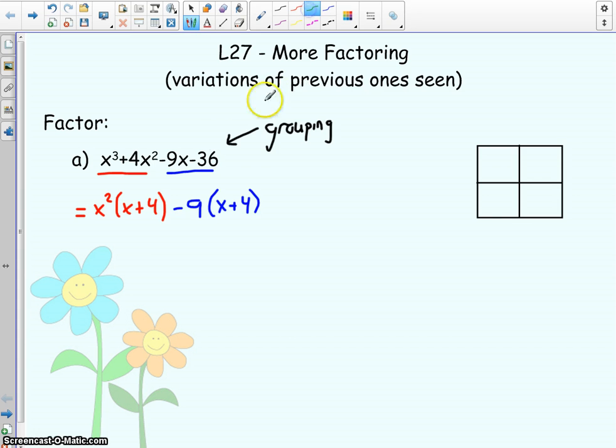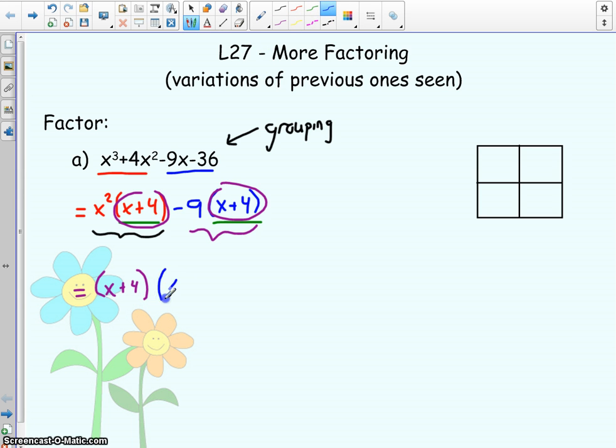Now, it doesn't always work, but if grouping is to work, then what I'm going to see here is a common factor of x plus 4. Now, sometimes it's going to be a little trickier to see, but I really do have 2 big terms here. I have x squared times x plus 4, and I have minus 9 times x plus 4. So what do both of these terms have in common? It is the x plus 4. So that is now going to be my common factor. So x plus 4 gets taken out, and I have x squared minus 9 left over.